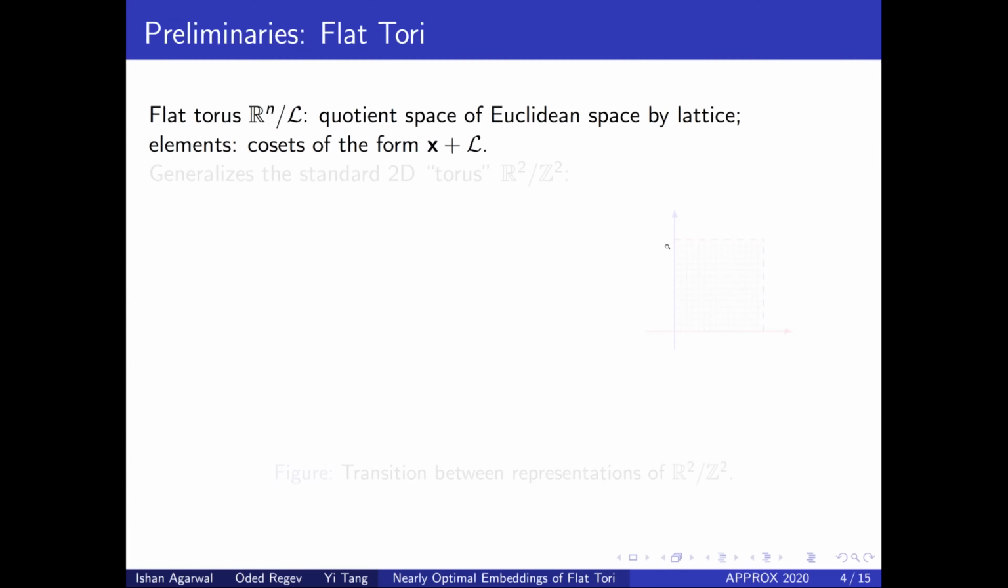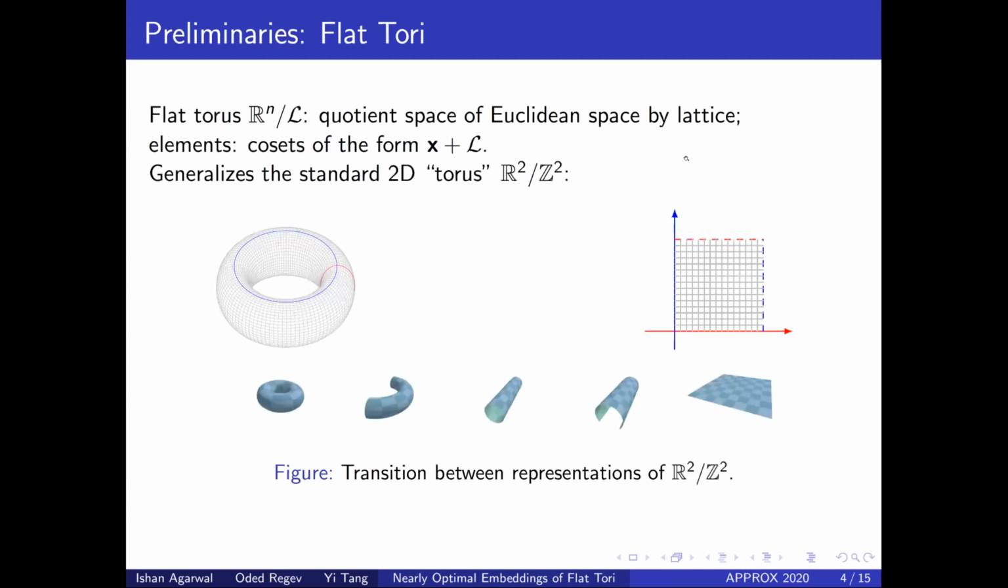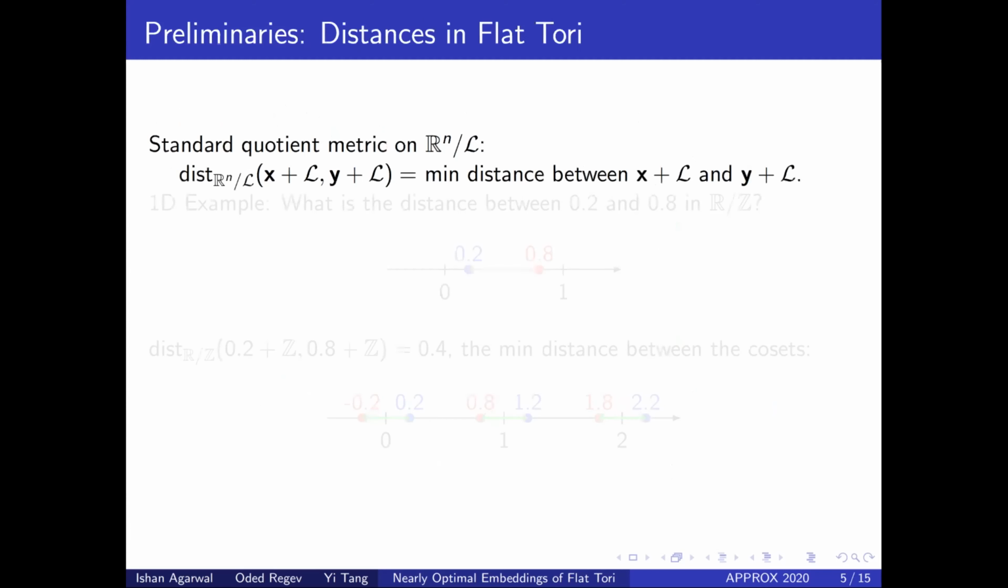So a flat torus, Rn over L, is the quotient space of Euclidean space by some lattice L. And this is a generalization of the usual R2 over Z squared torus. And what are the elements in this space? The elements in this flat torus are cosets. So you take a point X in Rn and consider the coset X plus L. And these are the elements of your space.